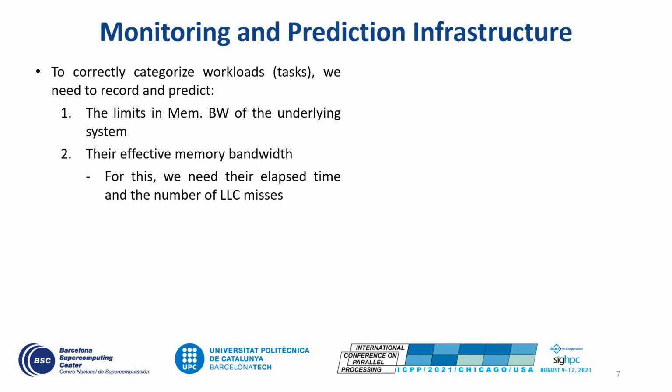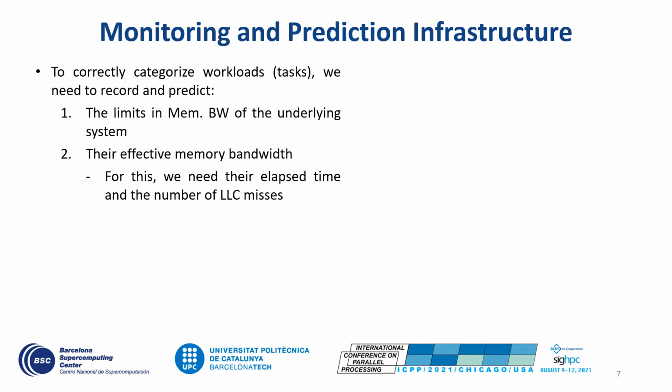So in order to create a correct and precise categorization of tasks, we need several metrics from several components, and the first one is the limits in memory bandwidth of the underlying system. After we have that limit, we can then compare the intensiveness in memory bandwidth of tasks to this limit. And to record or predict the effective memory bandwidth of tasks, we need first the elapsed execution time of tasks and also the number of last level cache misses.